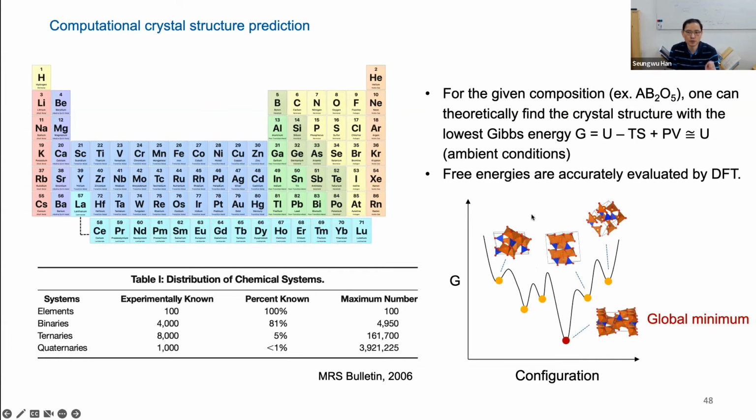And in order to predict the crystal structure, we try various kinds of crystal structures and find the global minimum. And the global minimum in the free energy space corresponds to the equilibrium structure. All right. So this is nothing but searching through the energy space, the energy landscape.